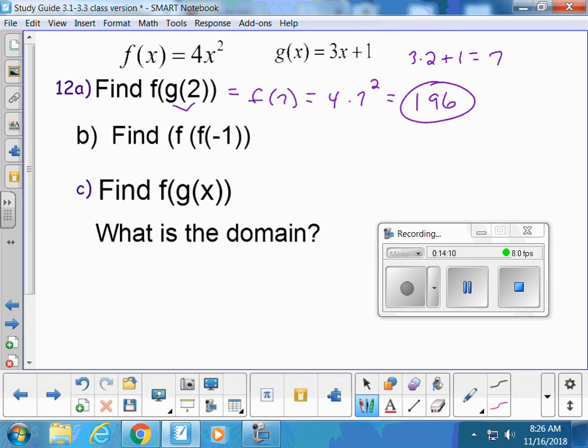All right, part B. f of g of negative 1. You have to be real careful on this because you will be squaring a negative. So you're going to start here by putting a negative 1 in function g. What would that solution be? 4. Very good. And then you're going to find f of 4. So f of 4 would be 4 times 4 squared. 16 times 4 is 64. So that's the answer for part B.